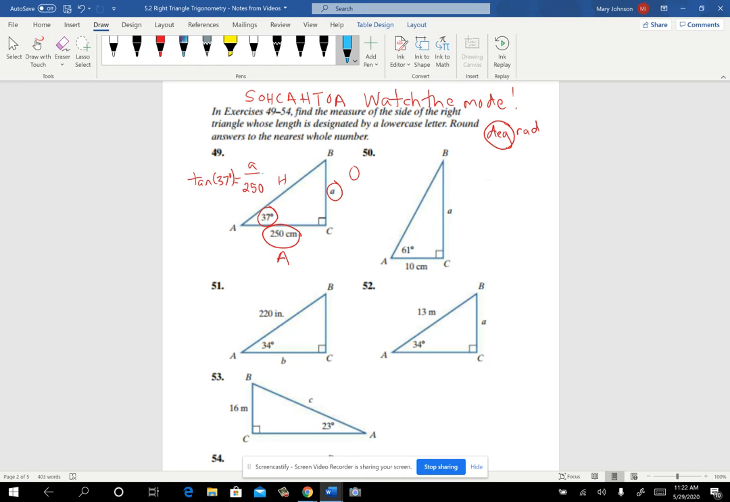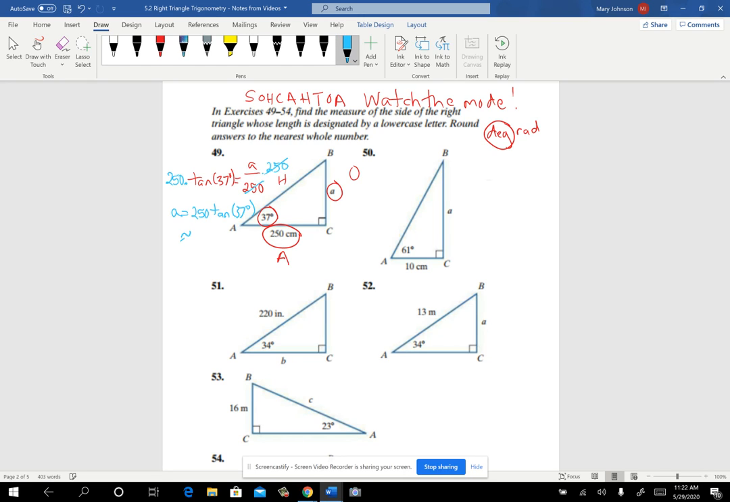All right, now what I recommend is that you go ahead and get the equation solved for the variable. So see how we would multiply by 250 to knock that out? And if we do that to one side, we have to do that to the other. And so the little a winds up equaling 250 times the tangent of 37 degrees.